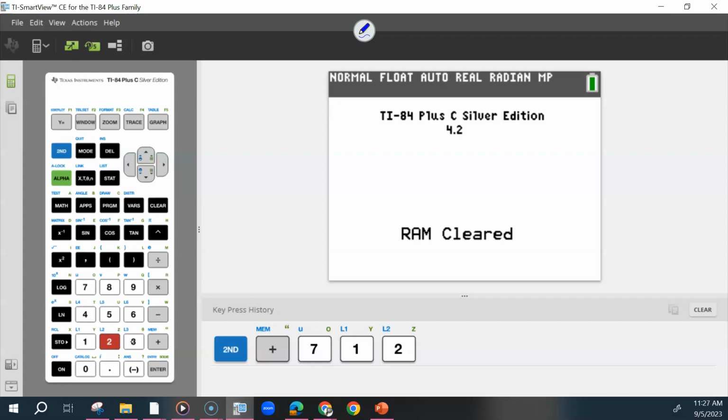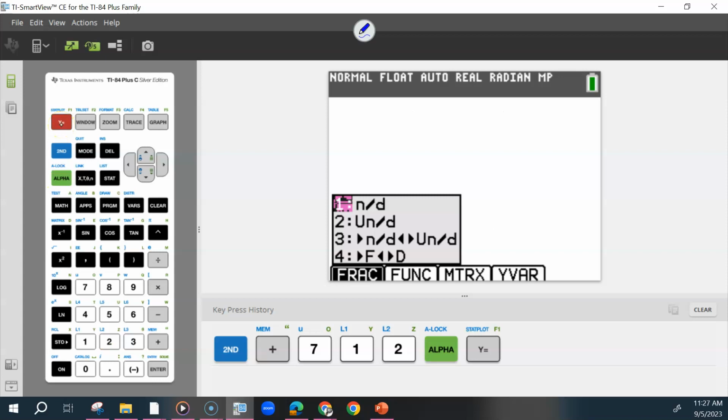We talked about how to put fractions in the calculator. Alpha, y equals. So alpha, y equals will give you your fraction menu. So make sure you have that written down.